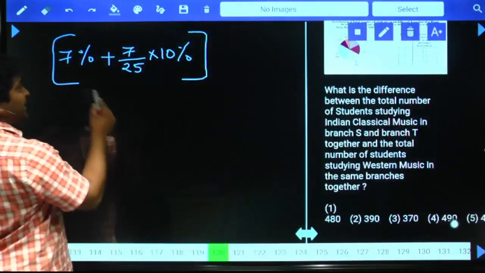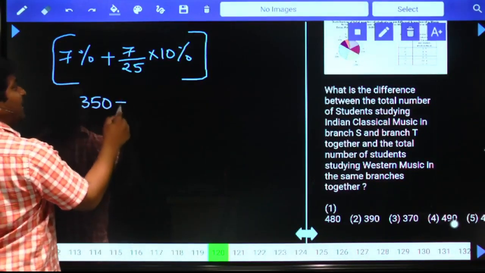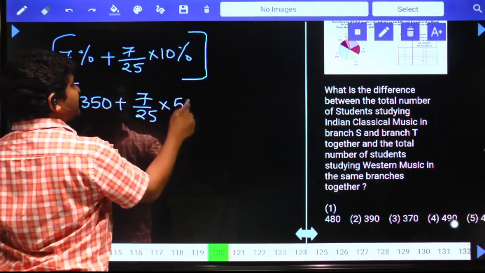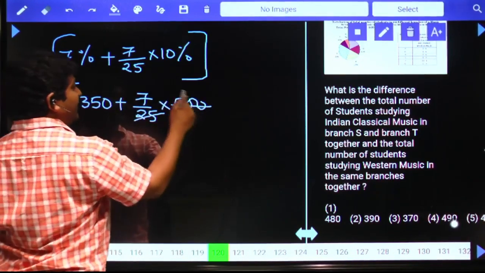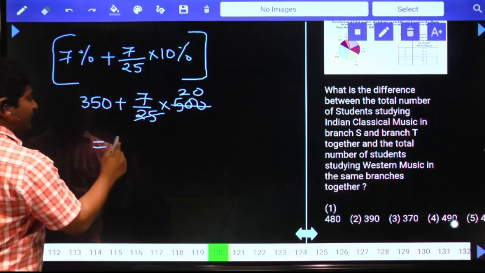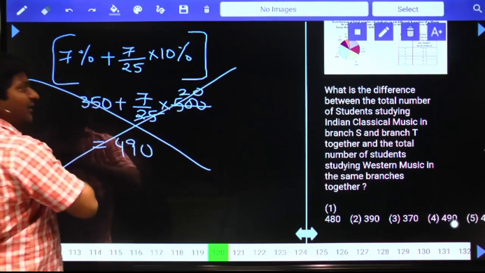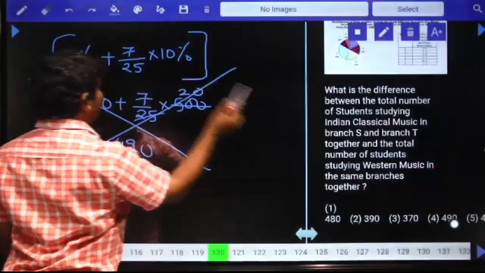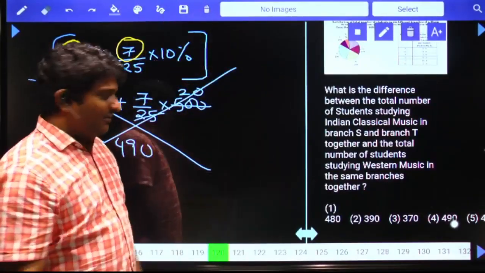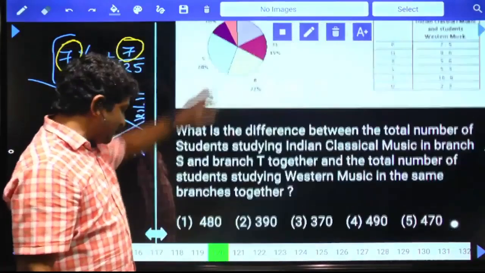You know that 1% is equal to 50. 7 into 50, 350 plus 7 by 25 into 10 percentage. 10% is equal to 500. 25, 20 times 7 is 140. 350 plus 140, 490. This simplification is not at all required. That's the point I told you already. 7 multiple, sum should be 7 multiple. Only one option is there, 490, that is direct answer.